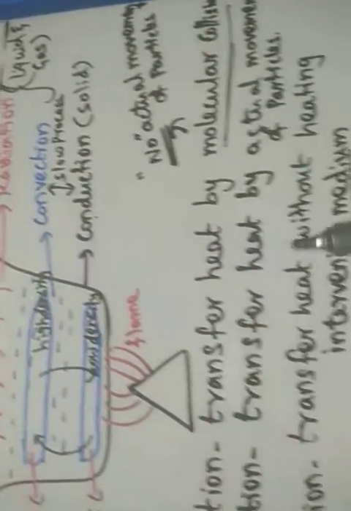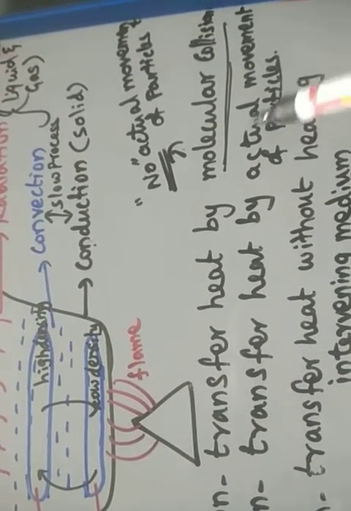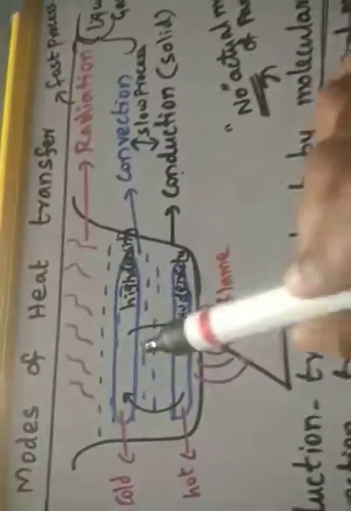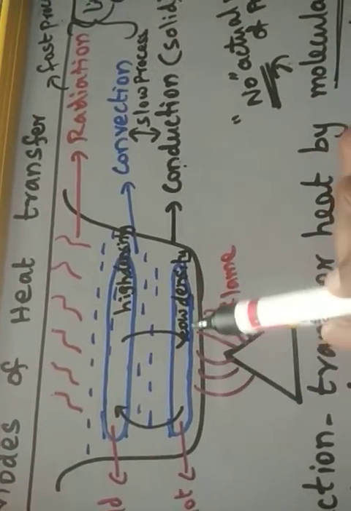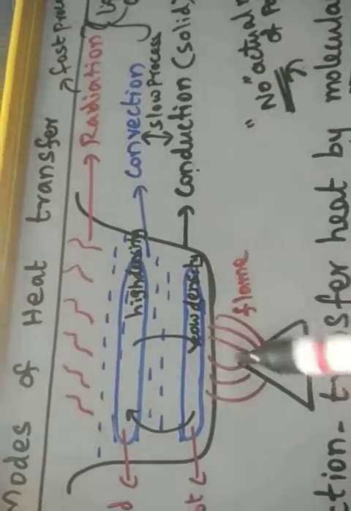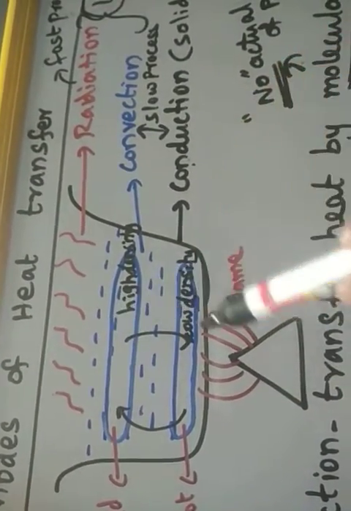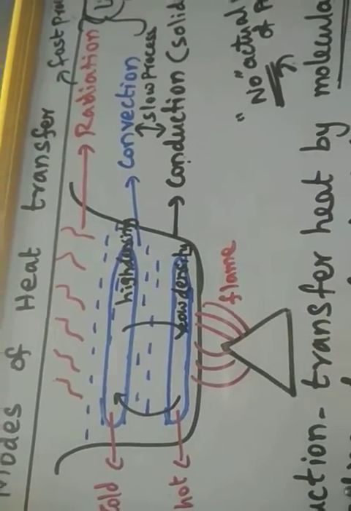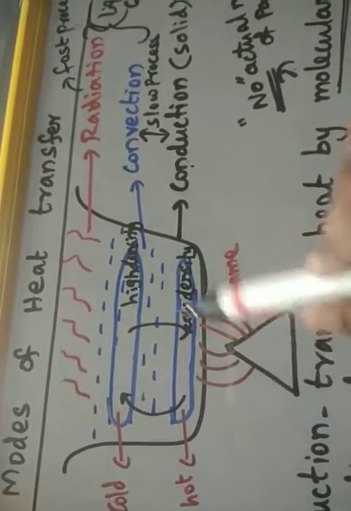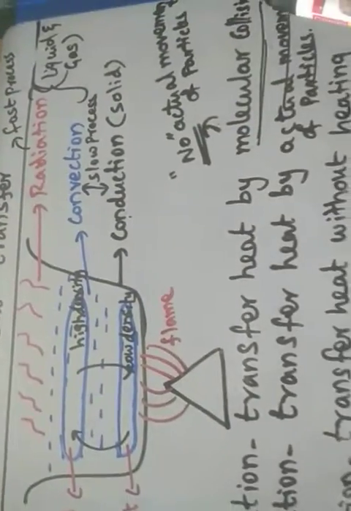In convection, the heat is transferred by the actual movement of particles. How does the actual movement of particles take place? Because heating takes place at the bottom, the hot layer has a low density compared to the upper layer. So the low density layer moves up because of buoyancy, and the high density layer moves down because of gravity. This movement of particles, transferring heat, is called convection.